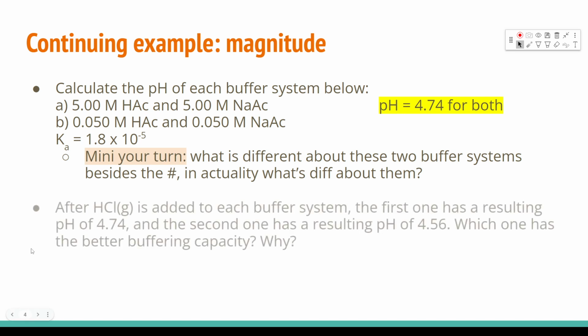All right, so let's say we added some hydrochloric acid. As a reminder, hydrochloric acid is a strong acid. So we added a specific amount, whatever that specific amount is. And so in the first buffer system, the pH was 4.74. In the second one, if I added the same exact amount, then the pH ended up being 4.56. So based off the results happening here, which one has a better buffer capacity, A or B? Think about it for a second, and then I'll talk about it.